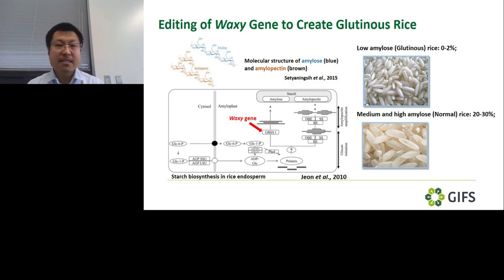There is only one gene that's different between the normal rice and the glutinous rice: the ratio of two kinds of starch, amylose and amylopectin. The amylose ratio is 20 to 30% in normal rice, and once it's not existing or very low in content, it is glutinous rice. The gene responsible for amylose synthesis is the Waxy gene, which is already widely characterized.